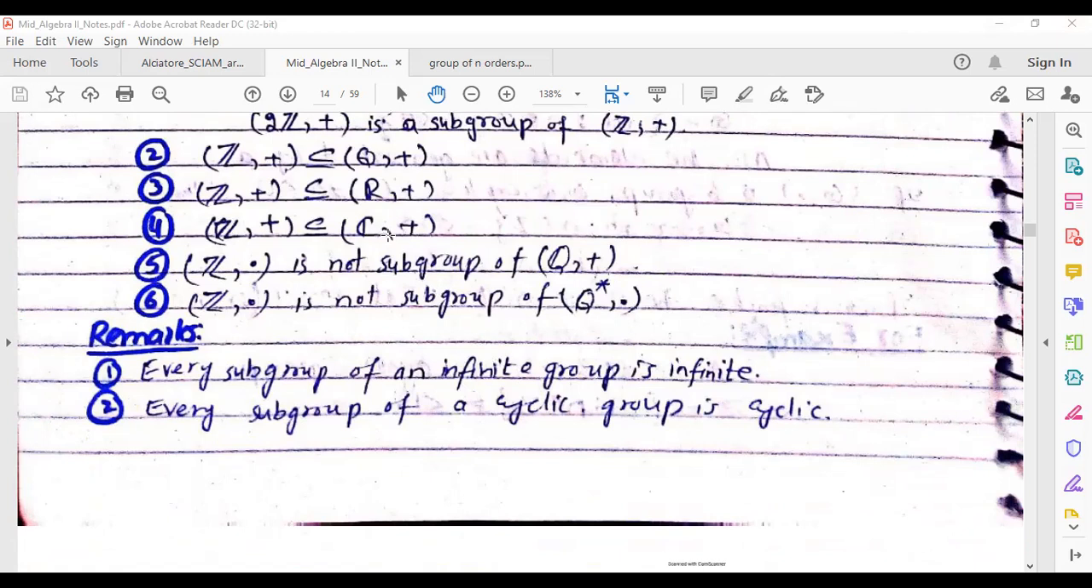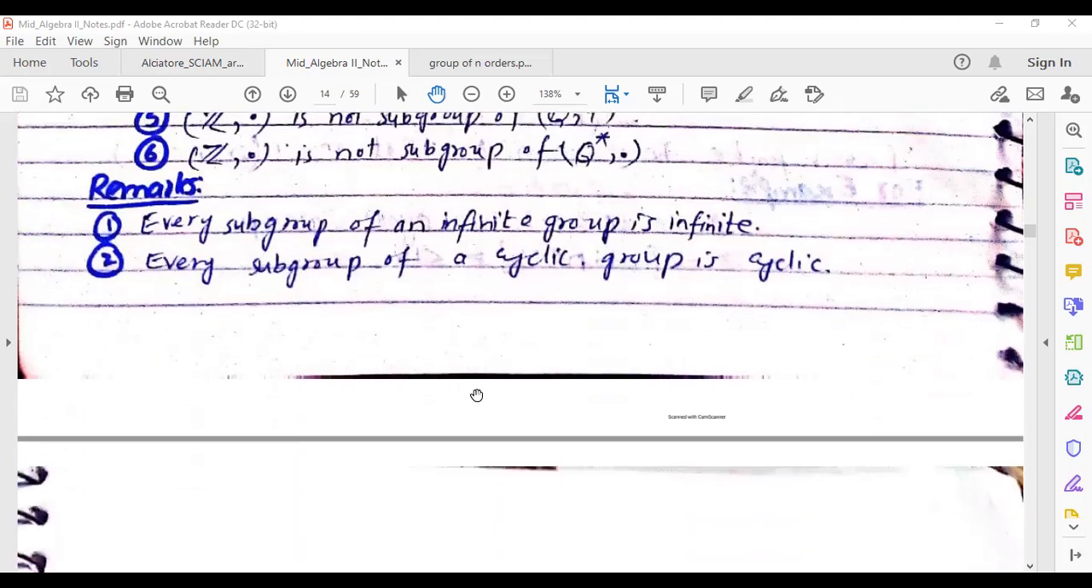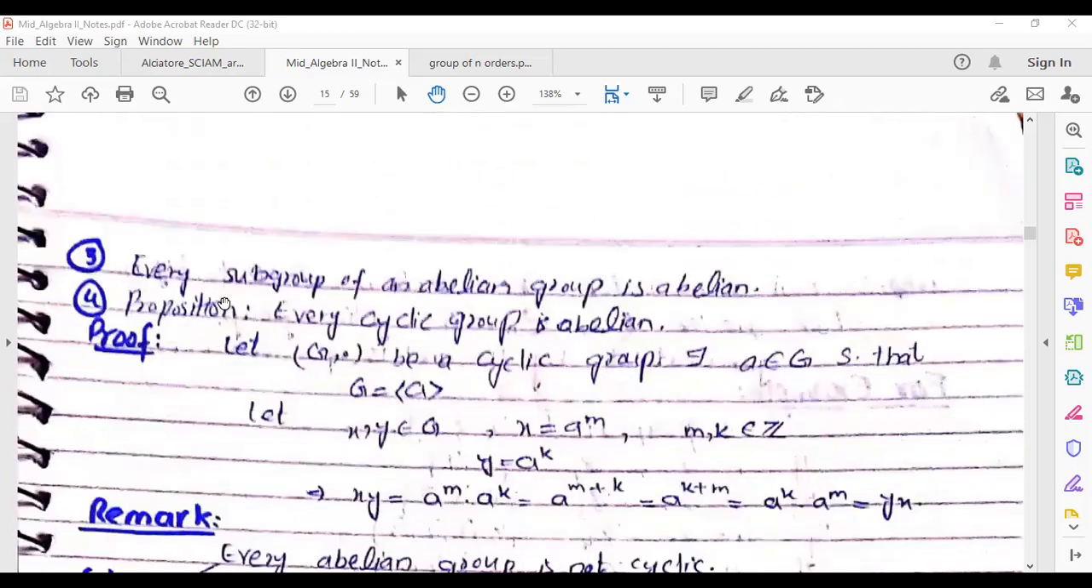Here we have some important remarks, and these remarks are very important from the learning point of view. Every subgroup of an infinite group is infinite. For example, if you have an infinite group, then it must have an infinite subgroup. Every subgroup of a cyclic group is cyclic. For example, if you have a cyclic group, then its subgroup must be cyclic. Every subgroup of an abelian group is abelian. You know what abelian is. Abelian is such a type of group which satisfies the commutative property with respect to the binary operation defined on our set. If the commutative property holds, then it is abelian, and a subgroup of an abelian group is also abelian.